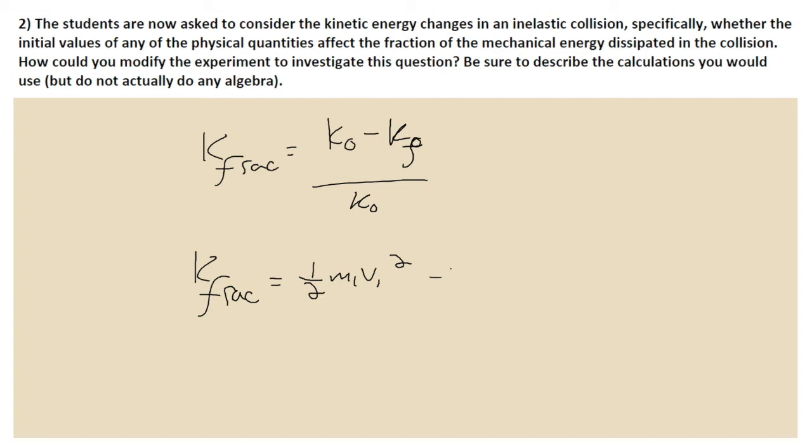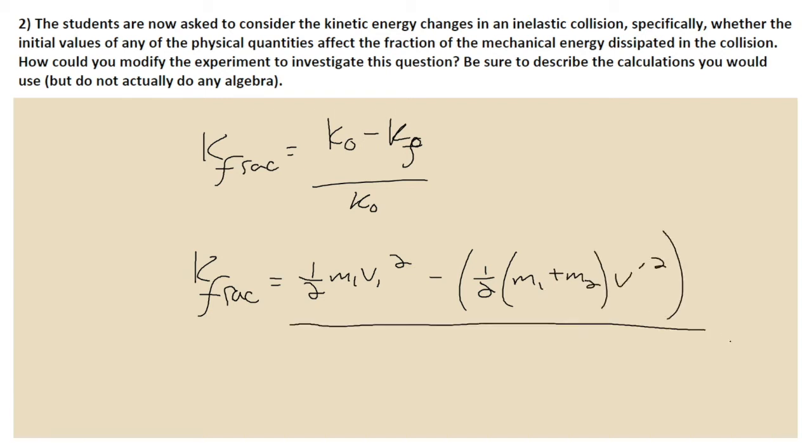The final kinetic energy is going to be 1/2 m1 plus m2 times v prime squared. And the initial, again, is just going to go in the bottom, 1/2 m1 v1 squared. Look at that equation. Which of these quantities is our experiment already set up to measure?